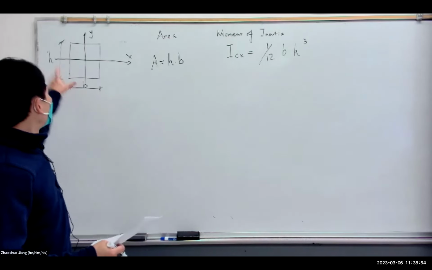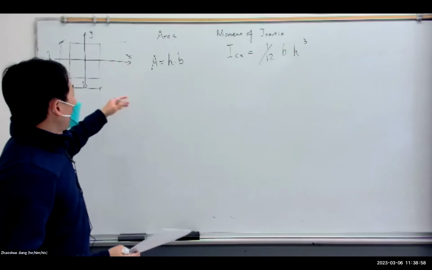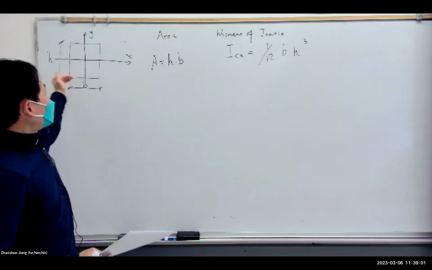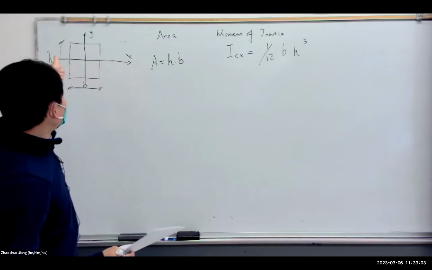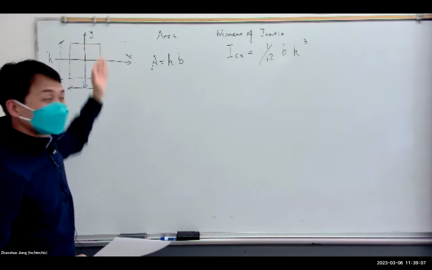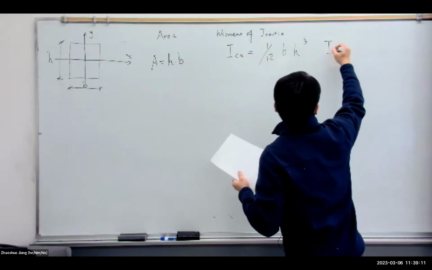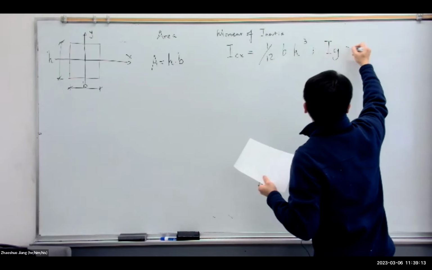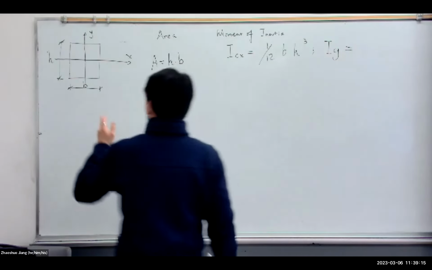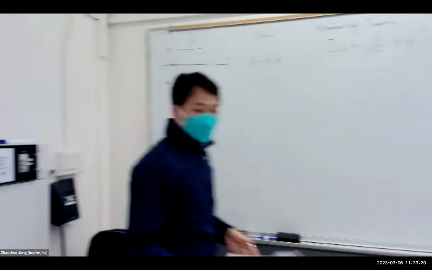Right, b is the width, h is the height, right? If you're taking the x-axis, it's always the size that is parallel to your axis times the cubic term of the height. What about Icy? Meaning, what is that? The moment of inertia if you would like to bend your cross section this way, right?